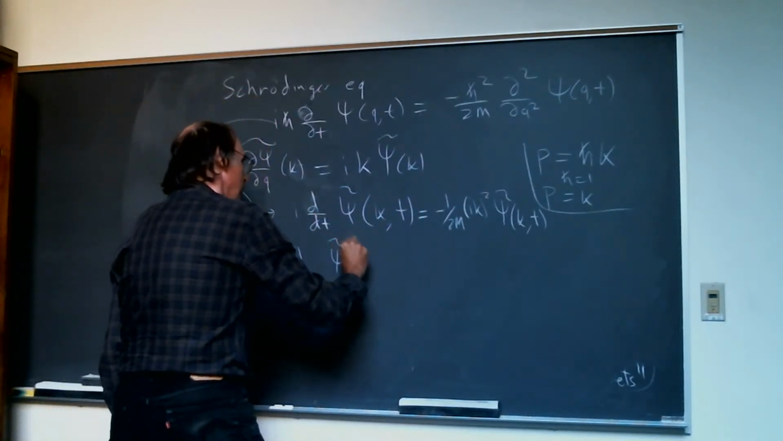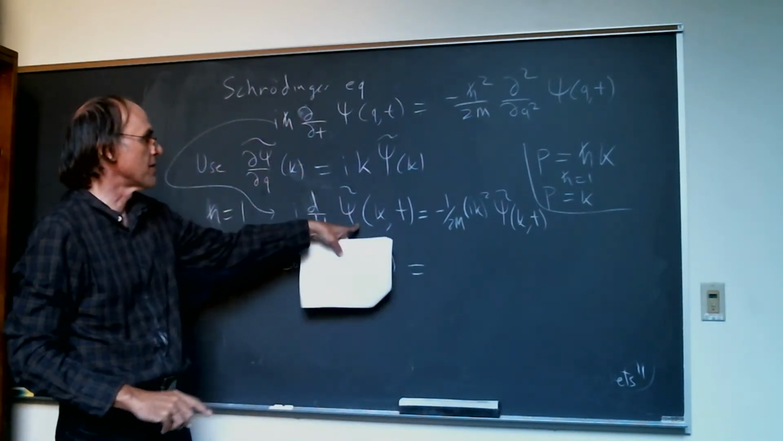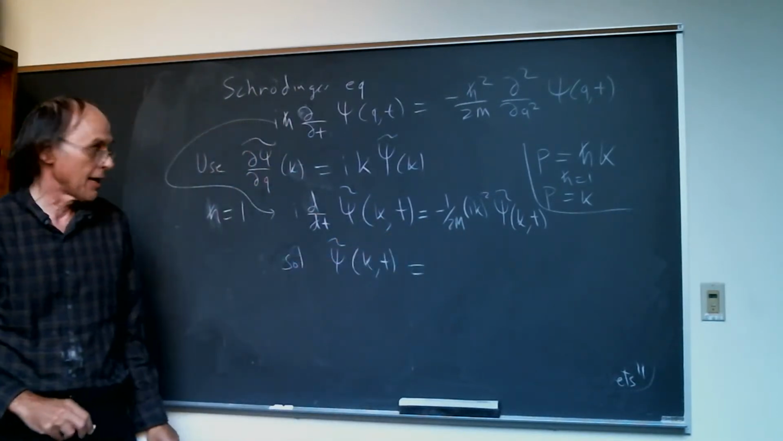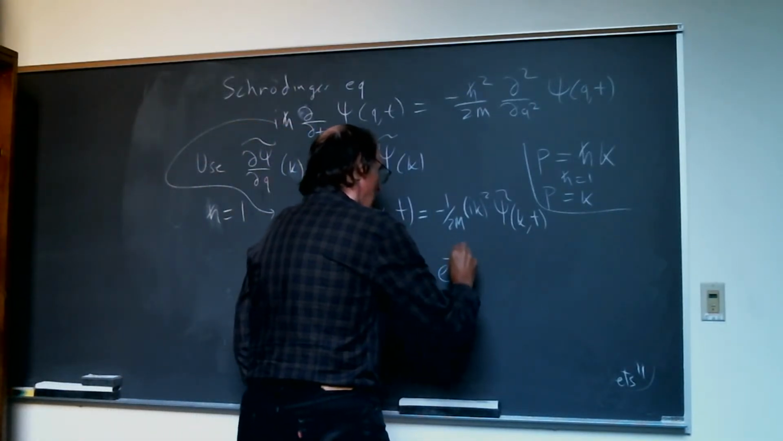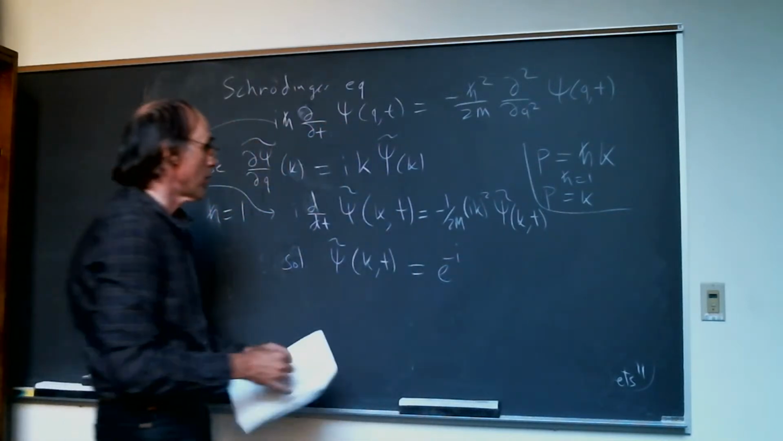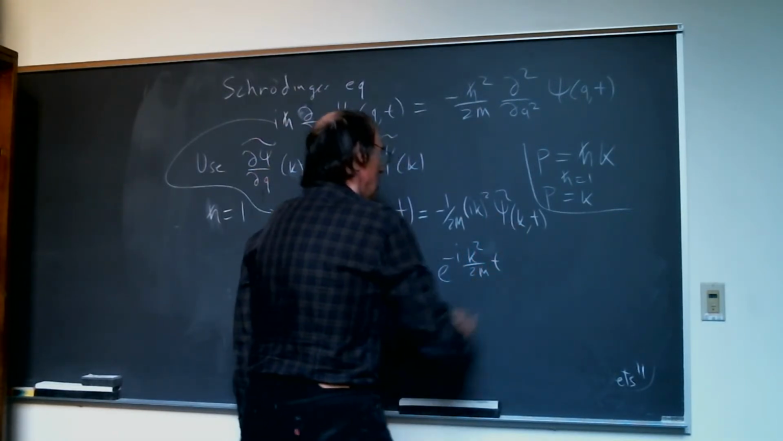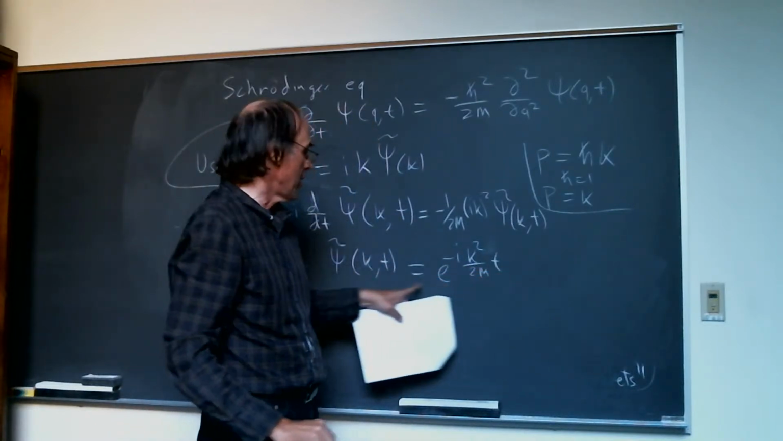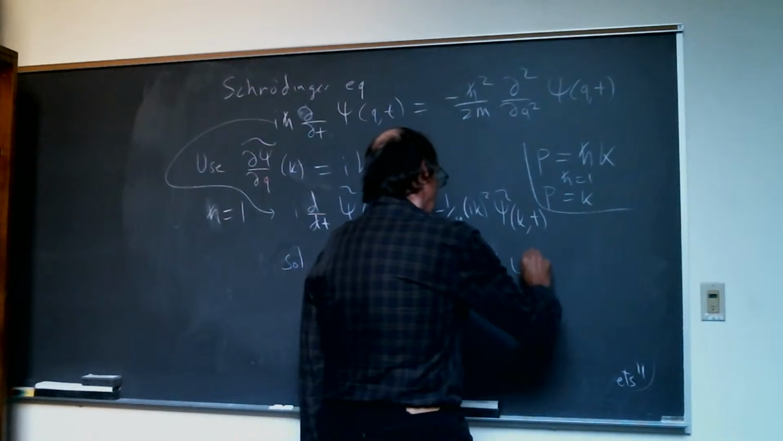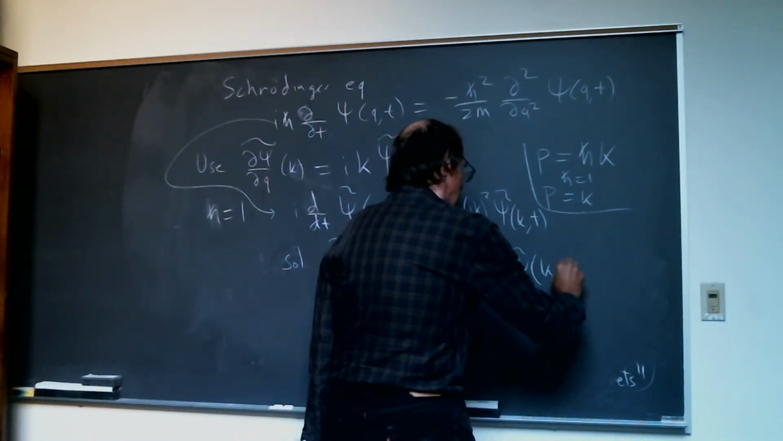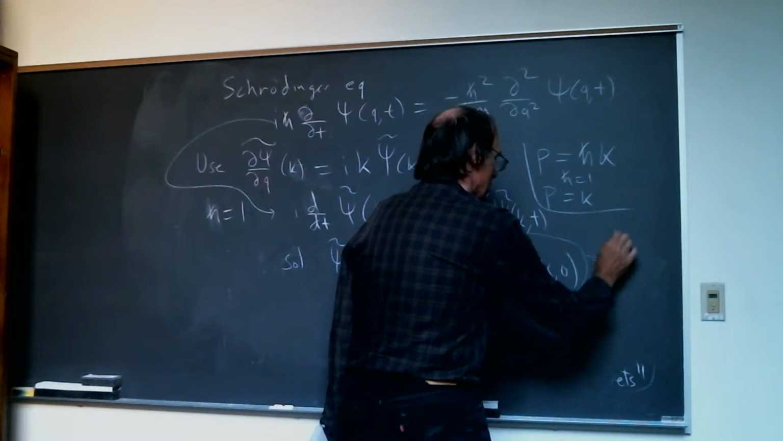So then psi tilde of k and t is equal to, since the derivative of something is something times a constant, you know the answer is always an exponential: e to the minus i k squared over 2m times t, times a constant, and the constant can be fixed by knowing what happens at t equal to 0. So it's psi tilde of k, 0. This is your initial condition.